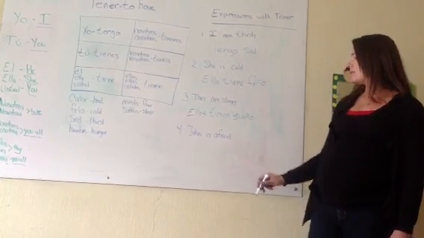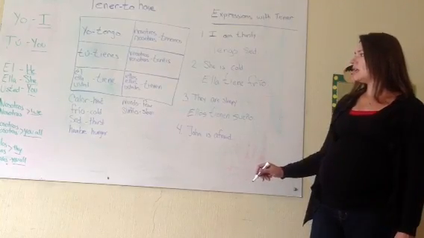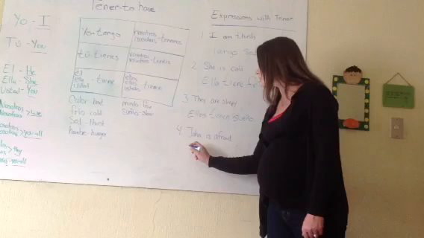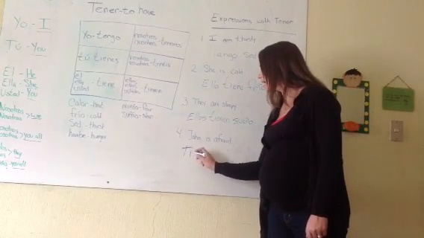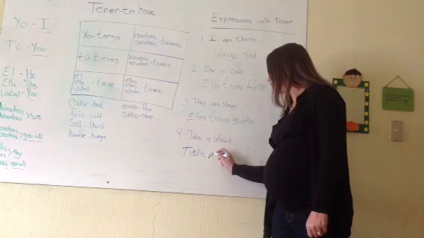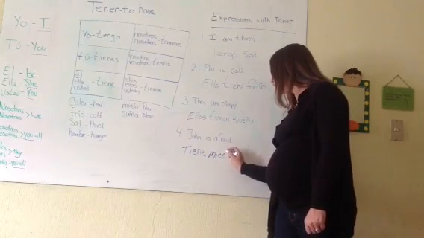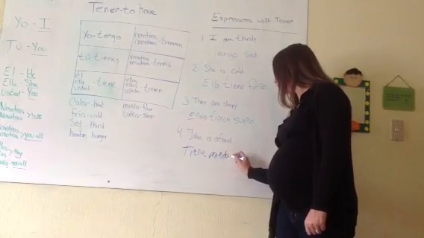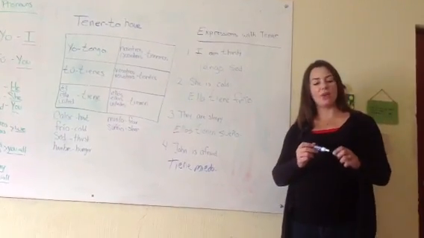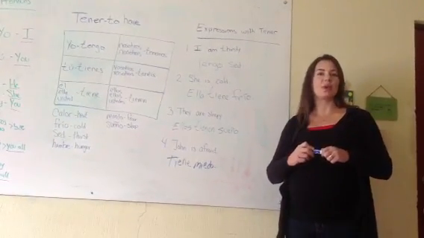The last example is John is afraid. John is the same as he, which is él. So you would use tiene. John tiene, and then use the word for fear, miedo. These are just some examples of how you can use the verb tener for expressions in Spanish.